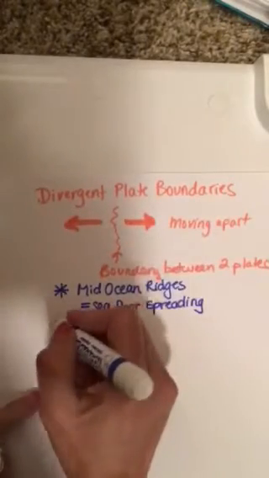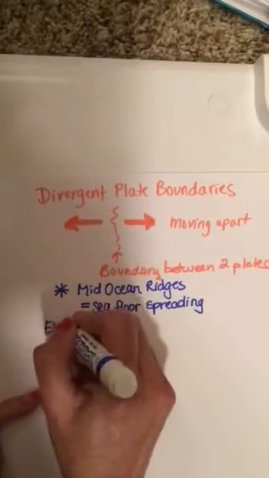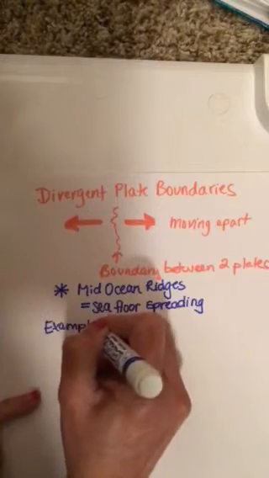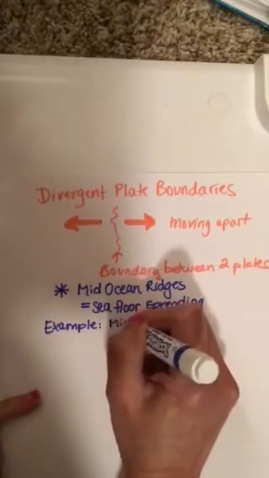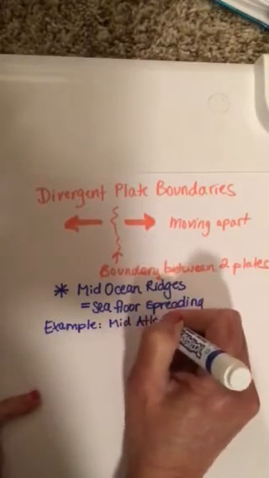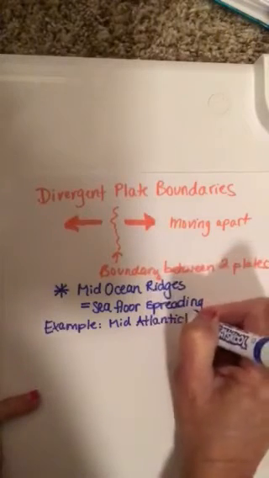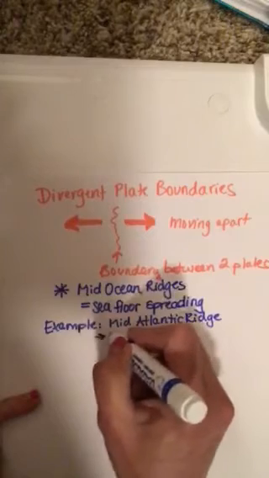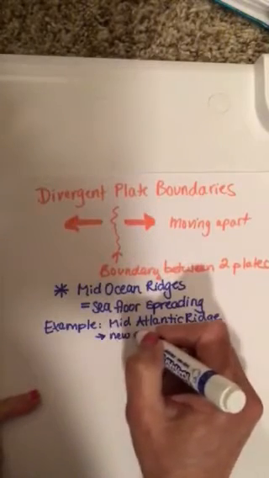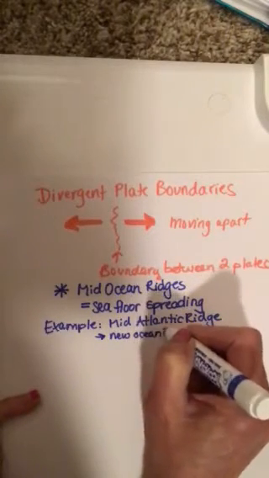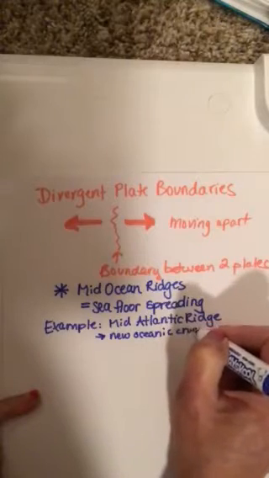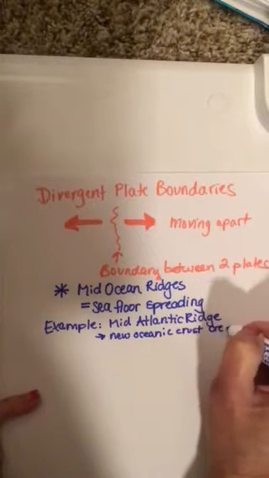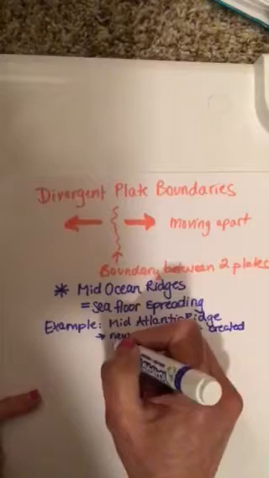So we're going to add example: a mid-Atlantic ridge. What's happening? New crust is being created, new oceanic crust, created along the boundary.